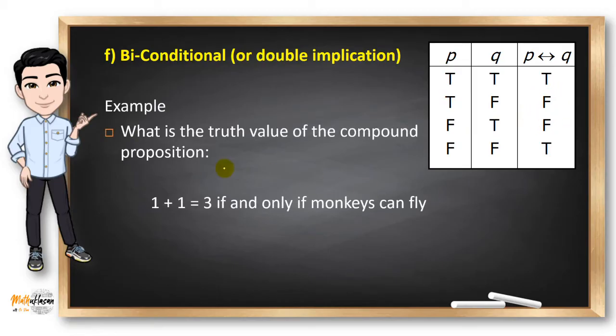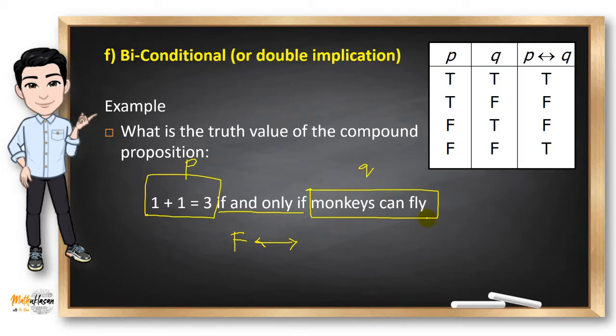For example, what is the truth value of the compound proposition 1 plus 1 equals 3 if and only if monkeys can fly? If we see if and only if, we know that this is a double implication or biconditional. If this is P, then what is the truth value of P? We all know that 1 plus 1 equals 3 is false. If this proposition is Q, what is the truth value of Q? We all know that monkeys cannot fly, so this is also false. And the truth value for F if and only if F is true, because they are equal, right?